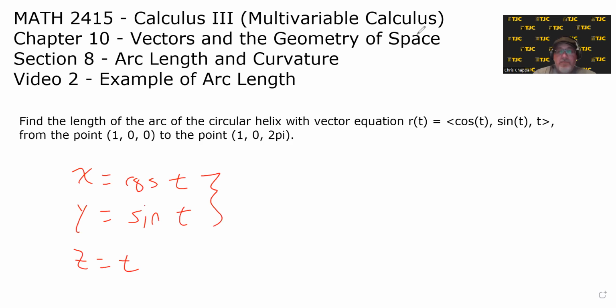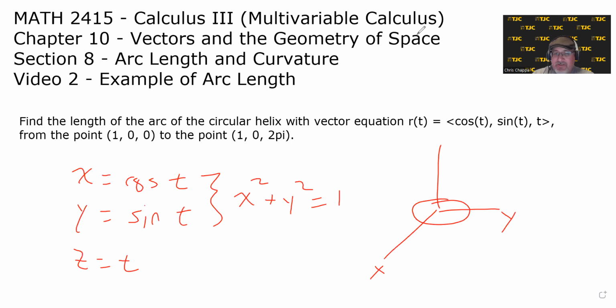Well, we can tell from the component equations for x and y that x squared plus y squared is equal to 1. Meaning, if we totally ignore the z component for a second, we get the cylinder x squared plus y squared equals 1. Remember, what makes it a cylinder is that this equation doesn't have a z component, which means we can view this as a graph in the xy plane. Of course, that would be the unit circle. So pretend that has a radius of 1.